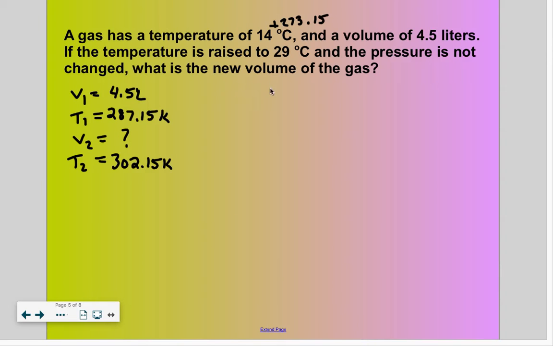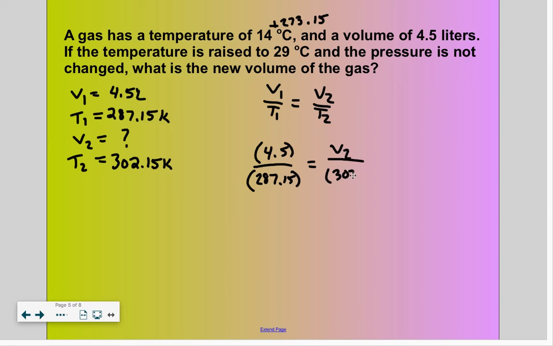Remember, this is Charles' law this time, so it's V1 over T1 equals V2 over T2. So you'll notice if you're ever given temperatures, it's always in the denominator. Pressure and volume are always on the top. And let's see, so we're going to plug in 4.5. We're going to plug in 287.15. And that's equal to V2 all over 302.15. Okay, so we get to the same point again.